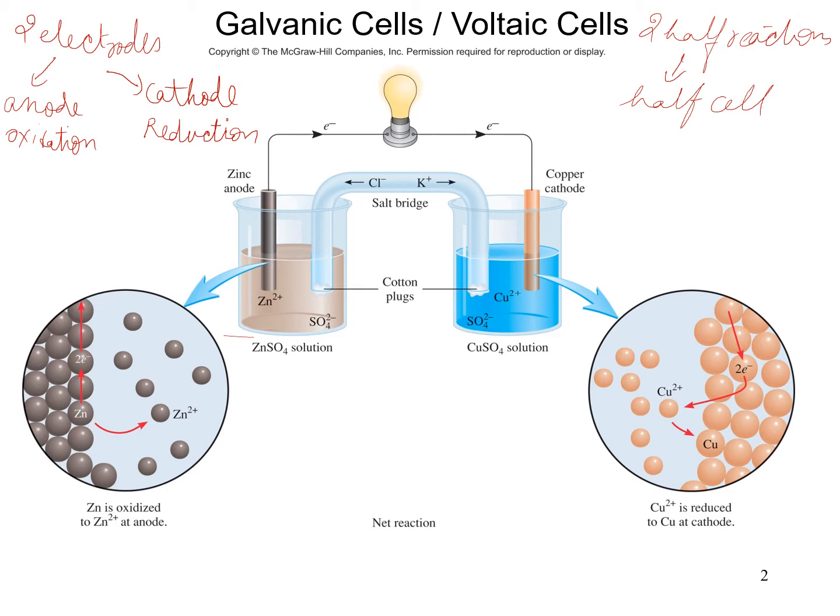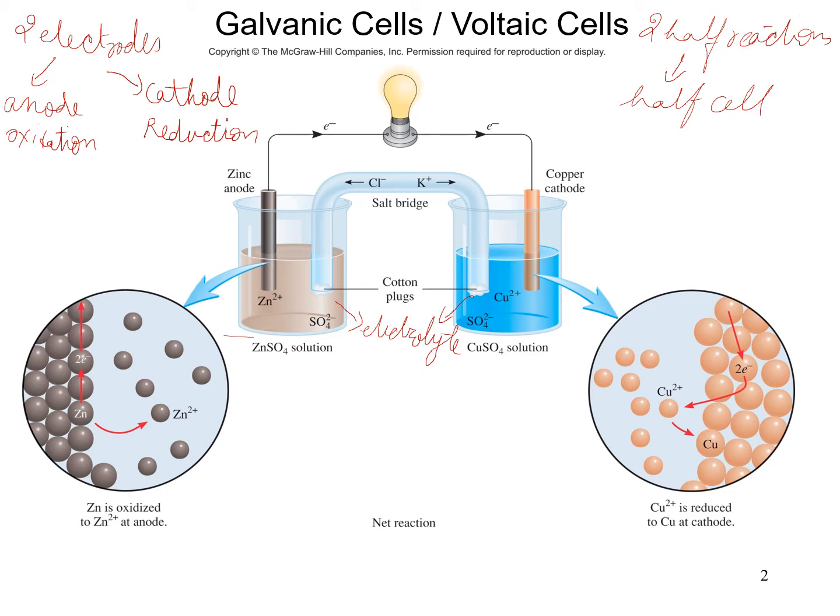Now what does each half cell consist of? Like you see in the image, each half cell will consist of one electrode and an electrolyte. So this is our electrode, which is the anode, and this solution right here that you see is our electrolyte. These two solutions that you see are electrolytes. So each half cell consists of an electrode and an electrolyte.